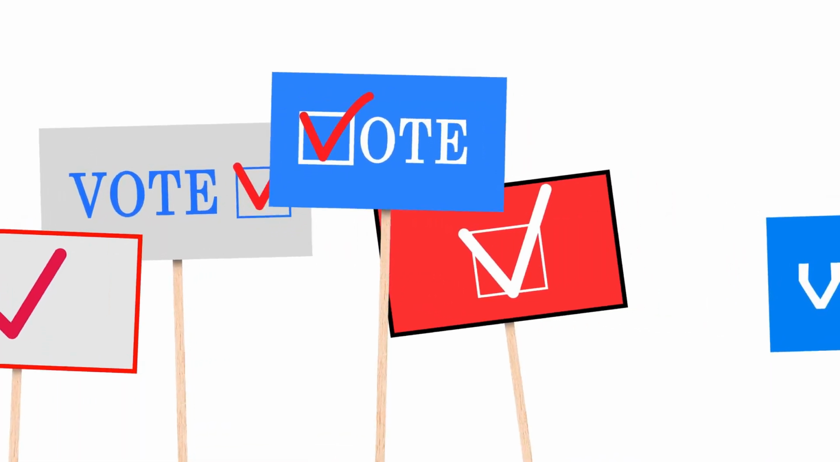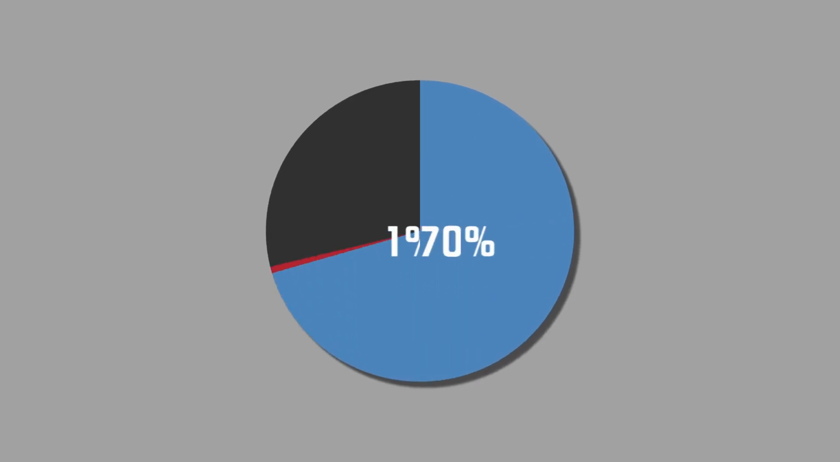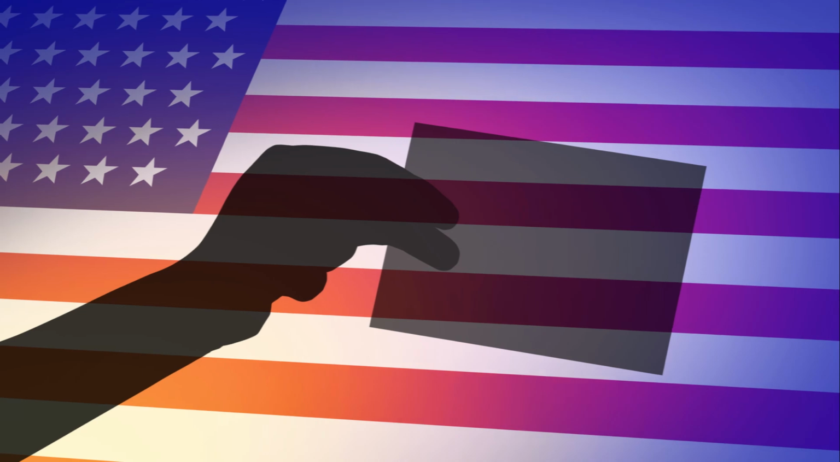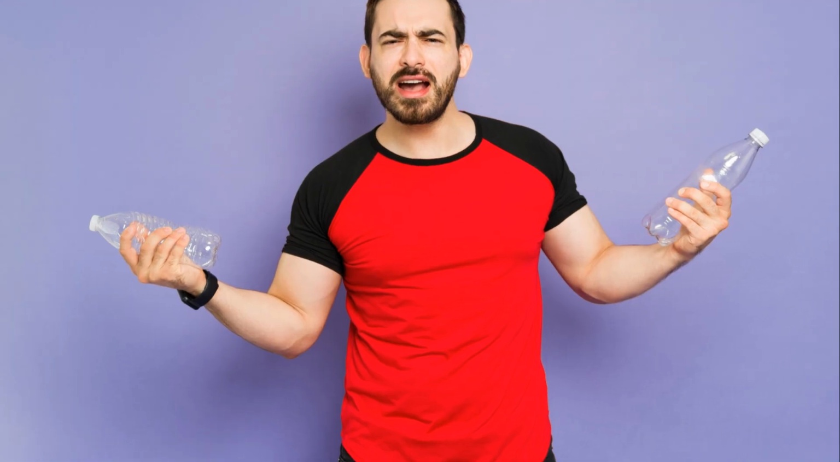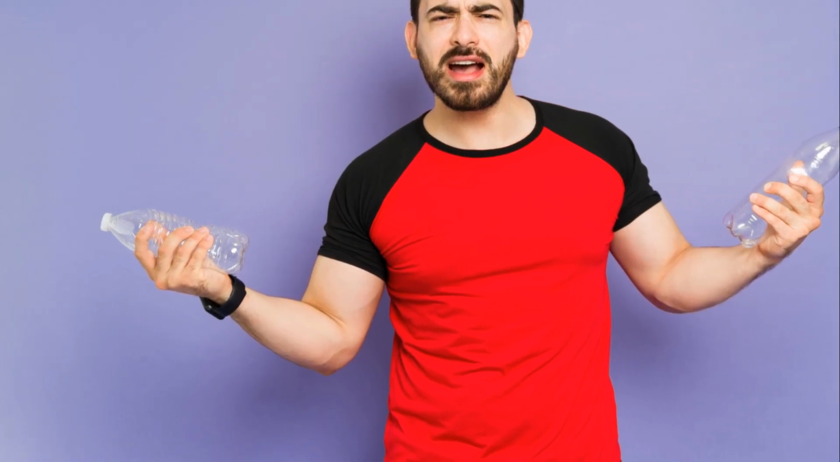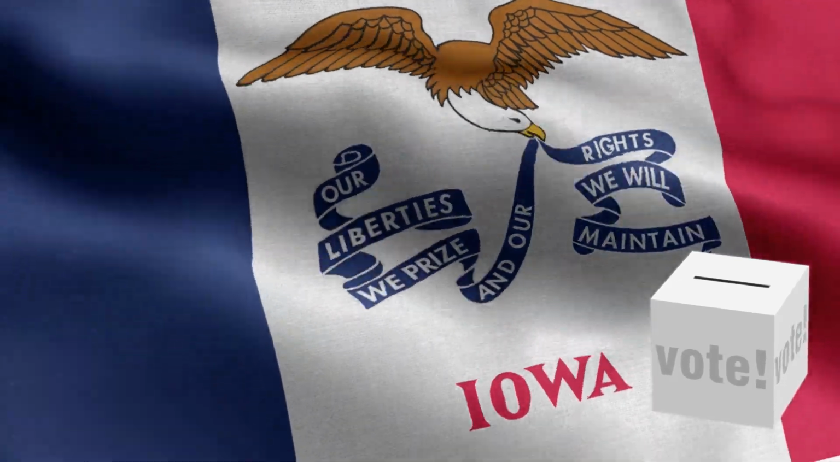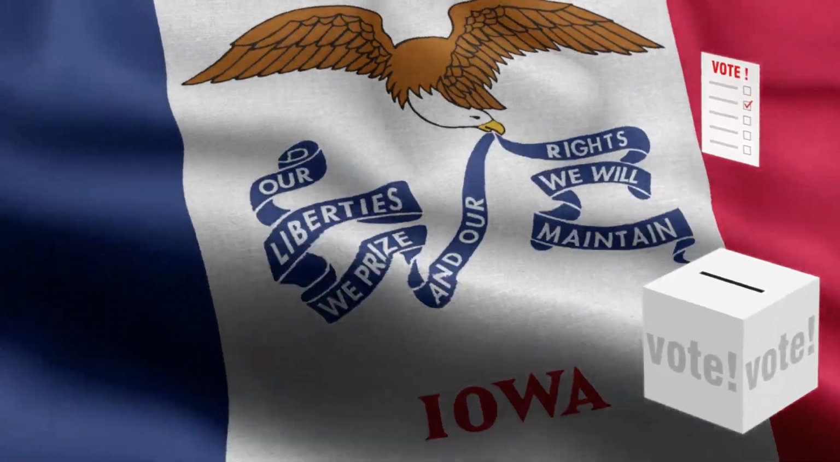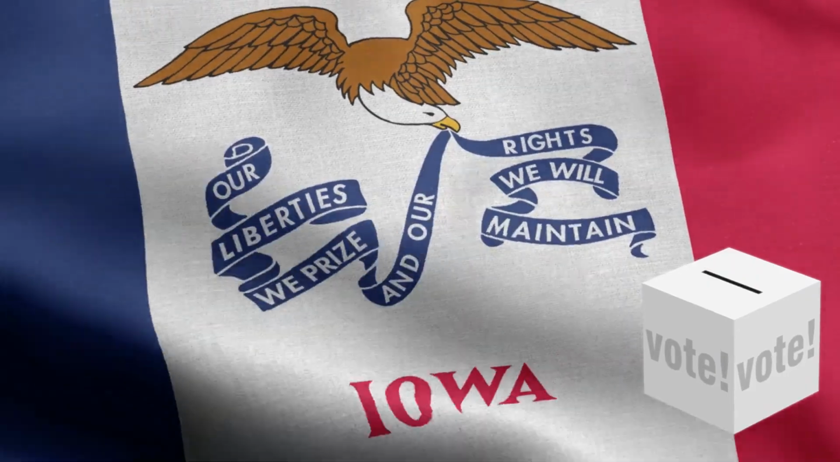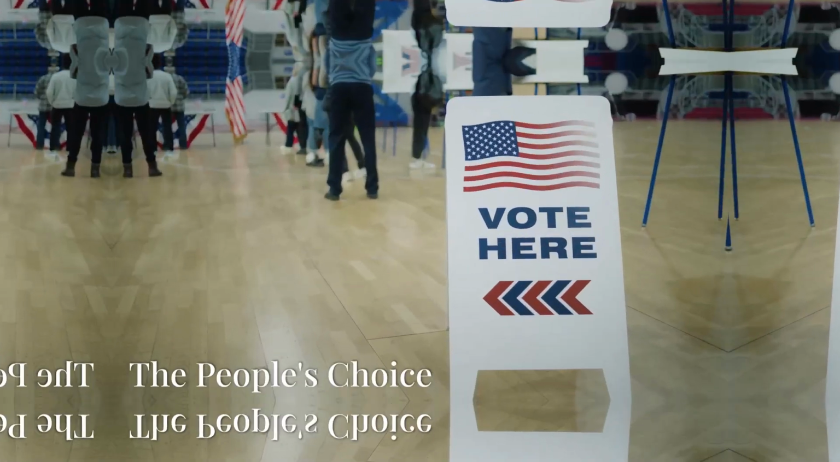This system has its critics. Sometimes, a candidate can win the popular vote, but lose the electoral vote. This happened in 2016. It's a reminder that the Electoral College doesn't always reflect the will of the majority. The debate over the Electoral College continues. Some argue it's outdated and should be abolished. Others say it protects the interests of smaller states. Whatever your view, understanding the Electoral College is key to understanding American presidential elections.